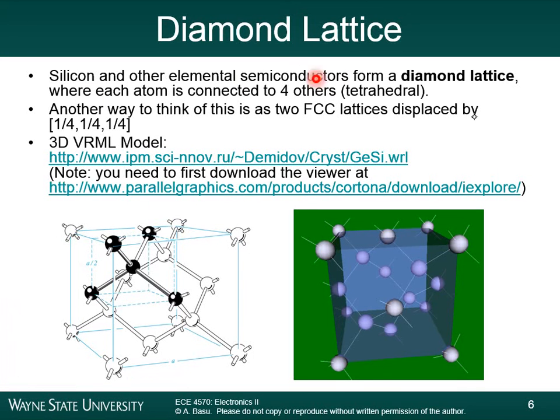Silicon and other elemental semiconductors form a diamond lattice. Each atom is connected to four others. You can think about it as two FCC lattices displaced by this much. And then there are these models here. So let me see if we can open one of the models so that you can take another close look at it.